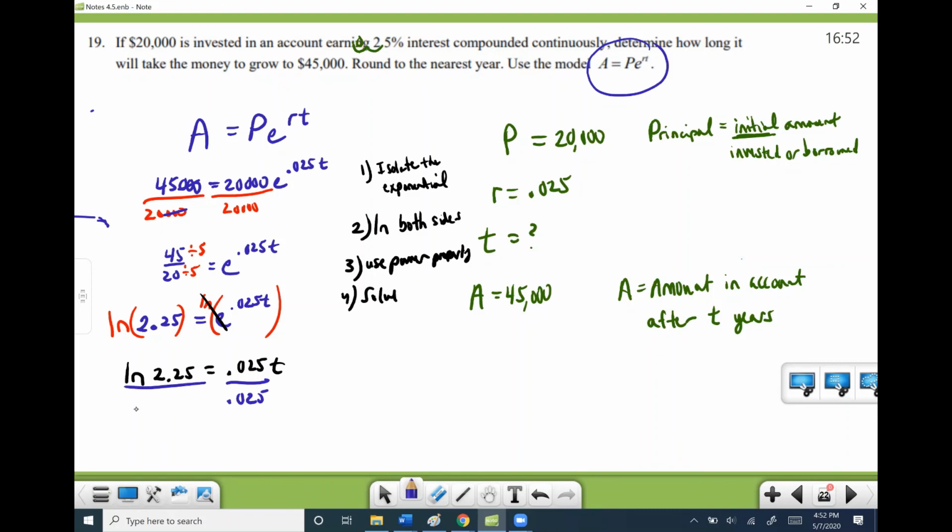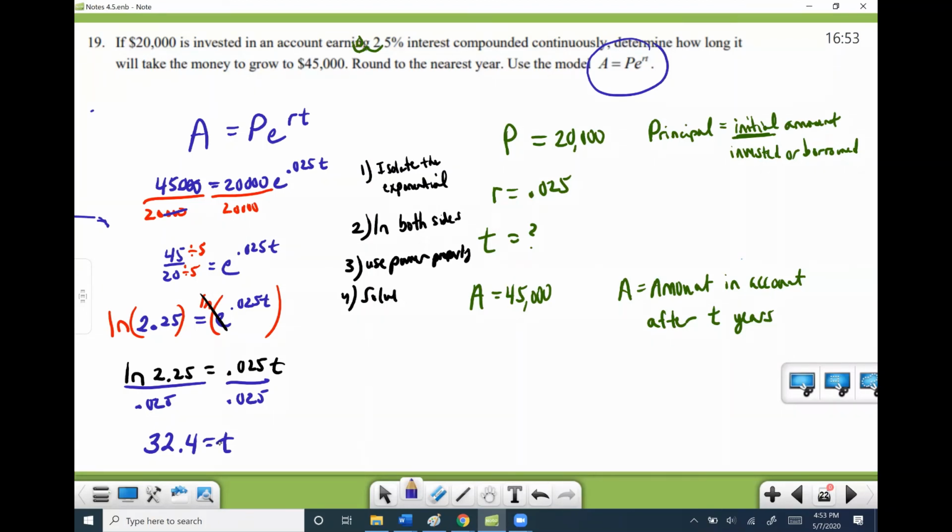We definitely need a calculator because I want to know how many years it's going to take to make my 20 grand become 45,000. So let's see, natural log of 2.25 equals, and I have to divide that by 0.025. Let me see if that's what everybody else is getting. Okay, I got a match.